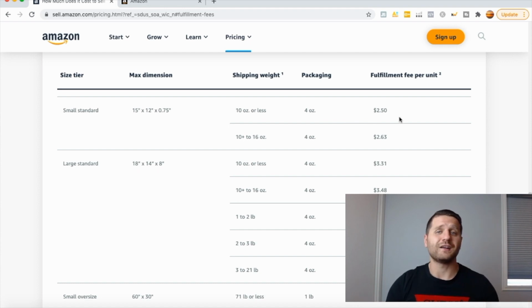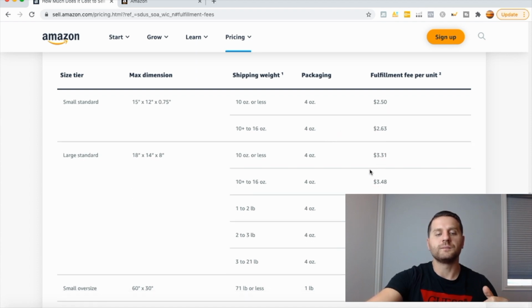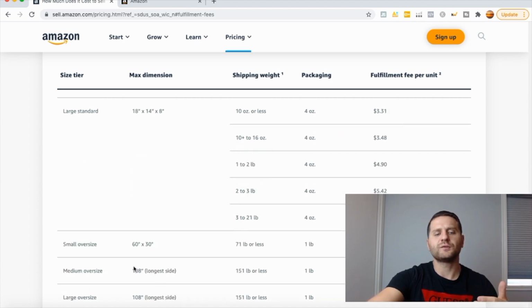So you can go ahead and ask your supplier to know exactly what your fulfillment fee is going to be and what size tier your product falls under. This one over here is from 10 to 16 ounces, and nothing below 10 ounces. Packaging is 4 ounces. This will be your fulfillment fee per unit. Now the next one is large standard. This one's over here, the oversized.